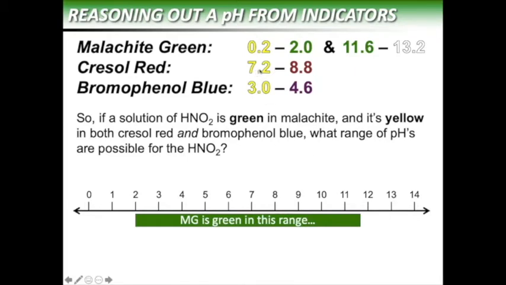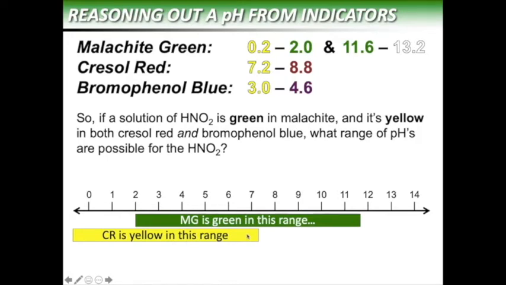Cresol red being yellow tells me that it is at the very highest a pH of 7.2, but definitely underneath that or equal to it. It can't be anywhere above 7.2. It would already be showing some of this red in solution. And if it was anywhere close to 8 or 9 or 10, it would just be red. So I can now take Cresol Red and say that in this range, Cresol Red is yellow.